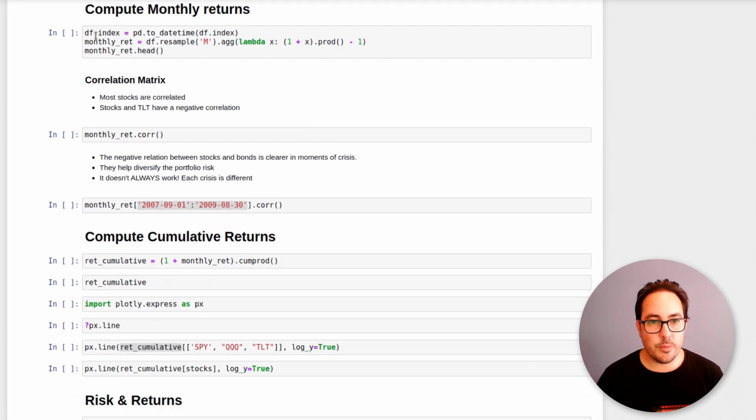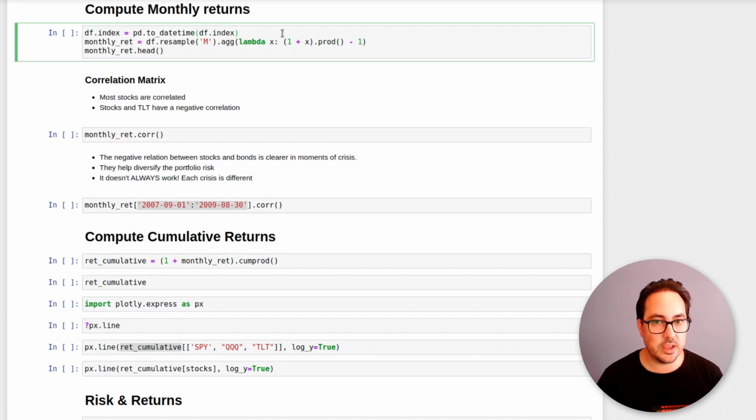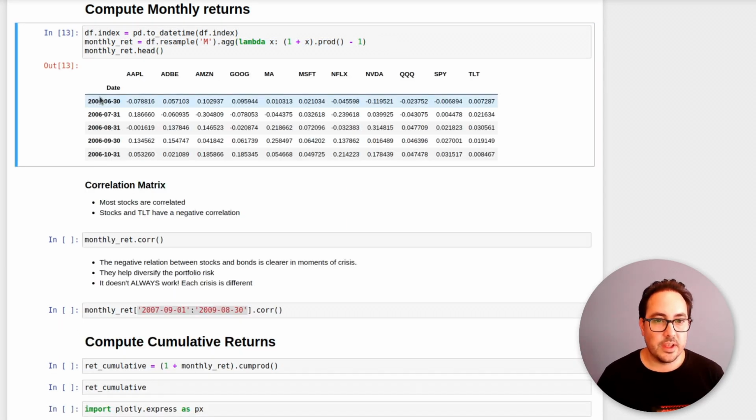So then what I'm doing is computing the monthly returns. This is the same code I used in the previous video. I just convert the index to a datetime object. Here I'm resampling at the monthly level, and then I'm computing this with the daily data. I'm computing this 1 plus x times prod. What this does is aggregate the data at the monthly level. So now we have one observation for each month. The date is the last date of the month.